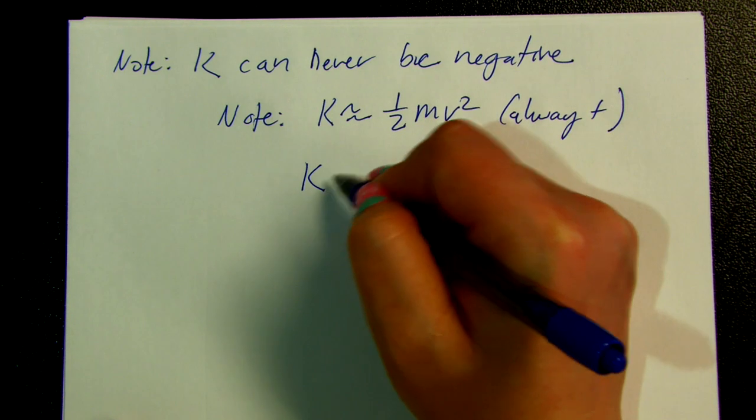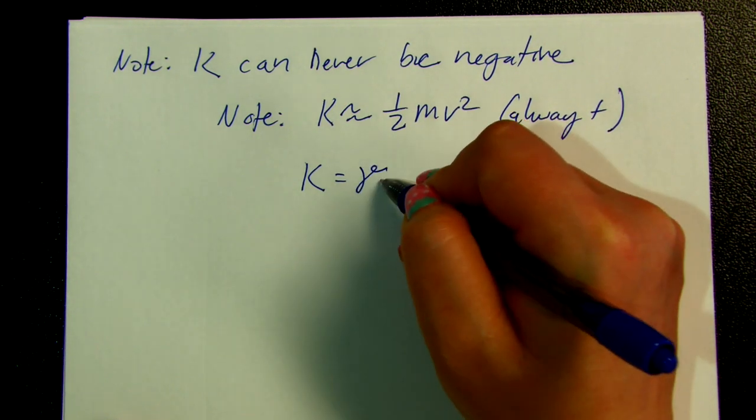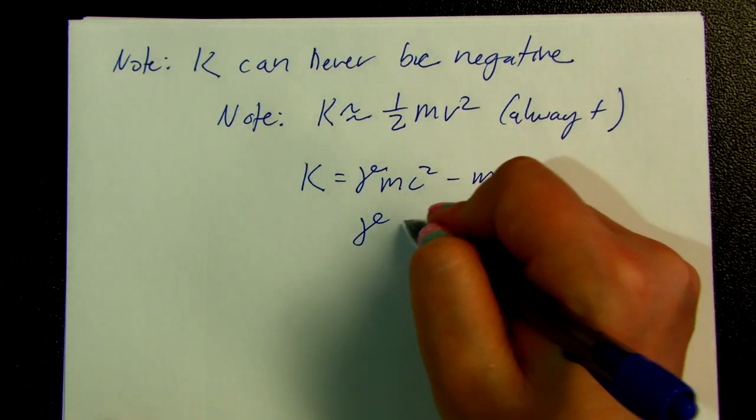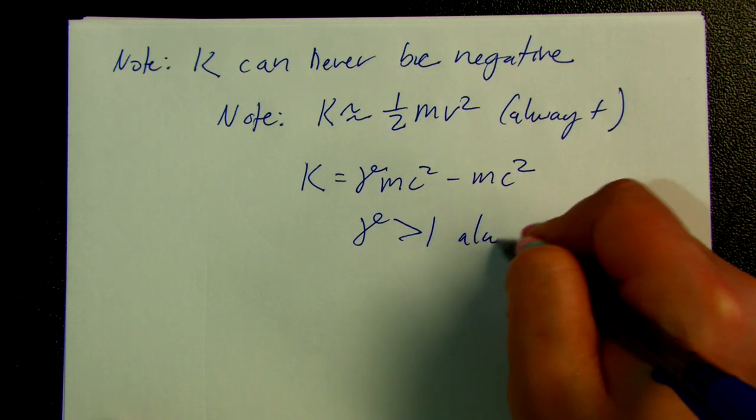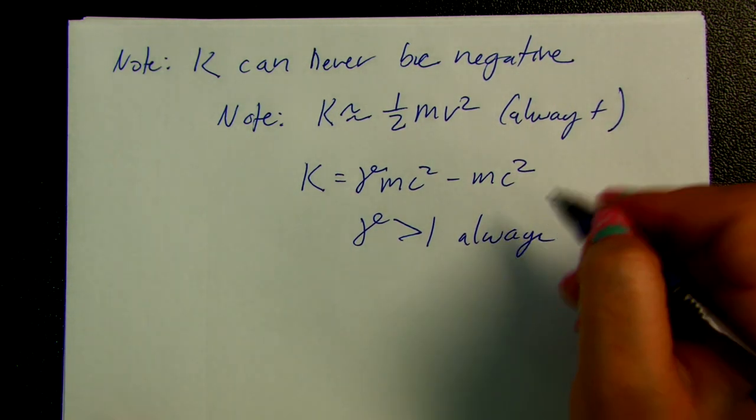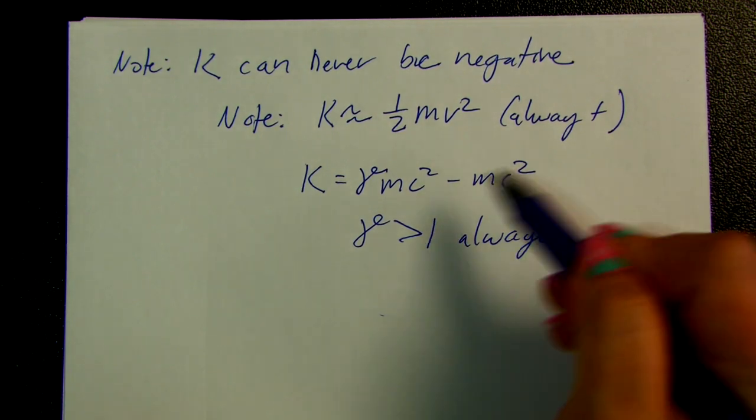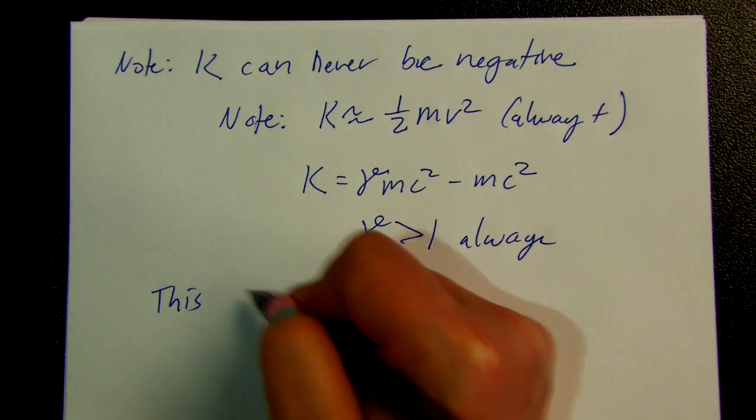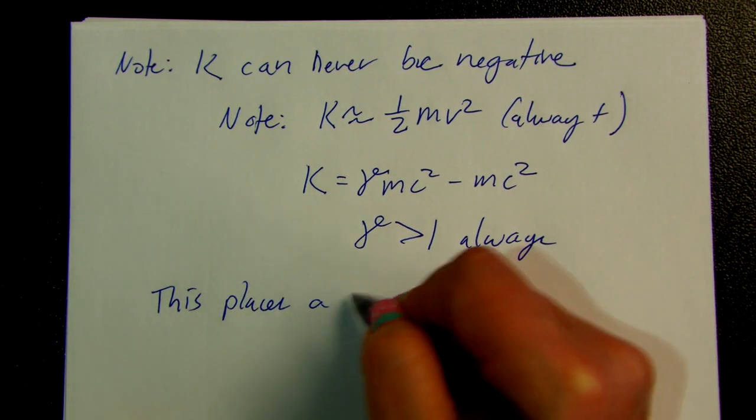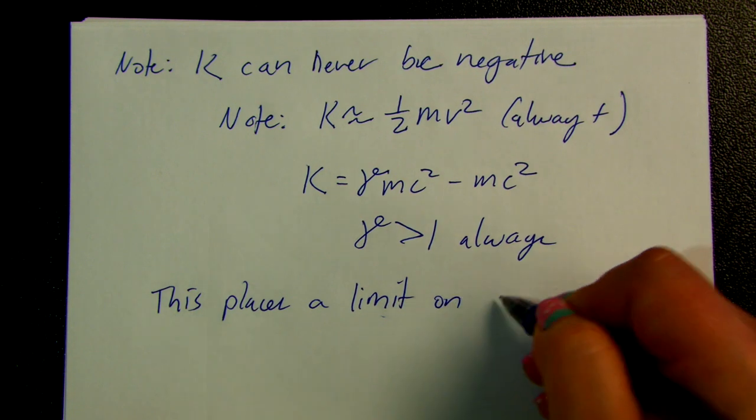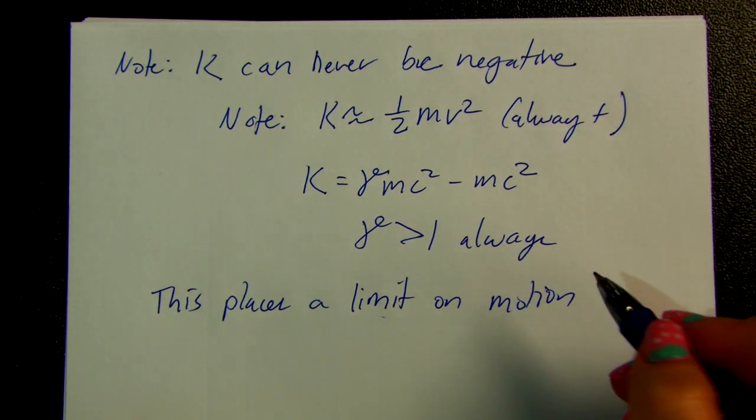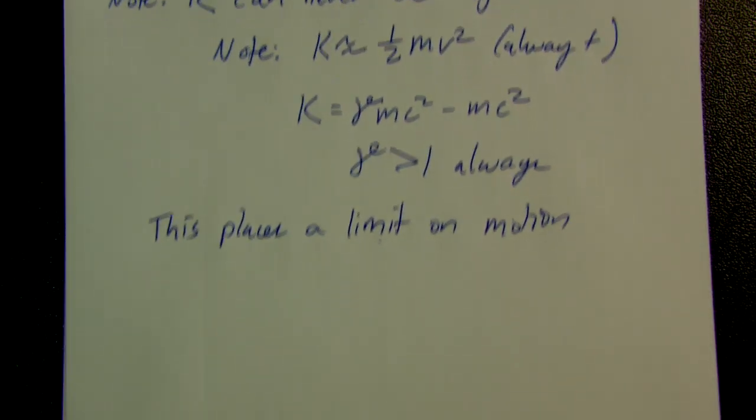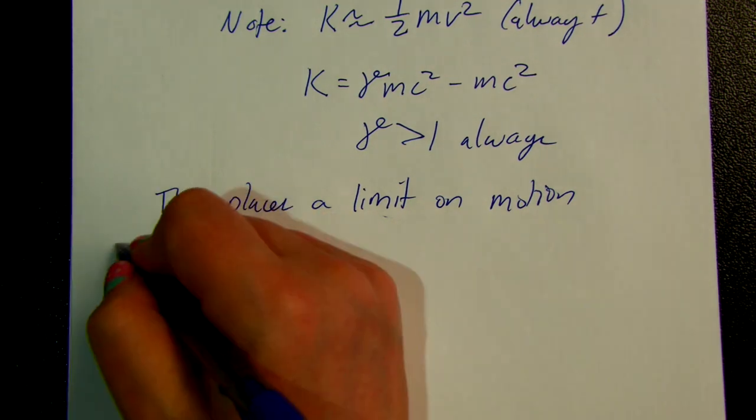Further, we've also seen the expression that kinetic energy is precisely gamma mc squared minus mc squared. Gamma is always greater than 1. Sometimes it's just not much greater than 1. So once again, we see that we will always have a positive kinetic energy, and this places a limit on motion. If I ever see a negative kinetic energy in an answer, something has gone wrong.